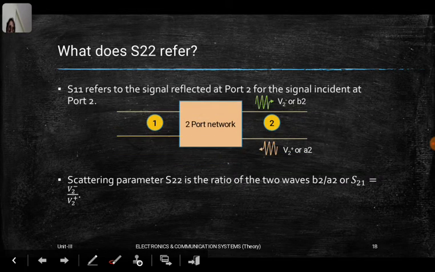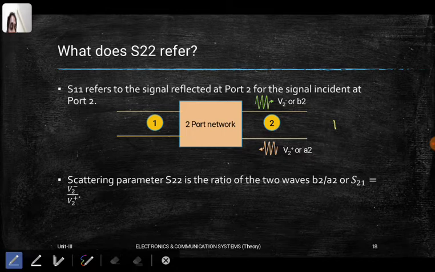What is S22? It's similar to S11: what is reflected at the second port, and the incident also at the second port. So S22 is nothing but V2 minus divided by V2 plus, or in the different notation, B2 divided by A2. This is also closely related to the reflection at the second port. It's nothing but S22, provided that V1 plus equals 0.